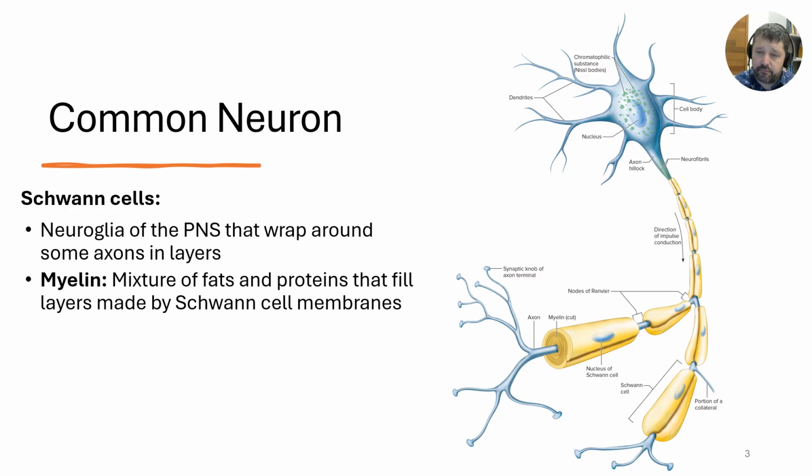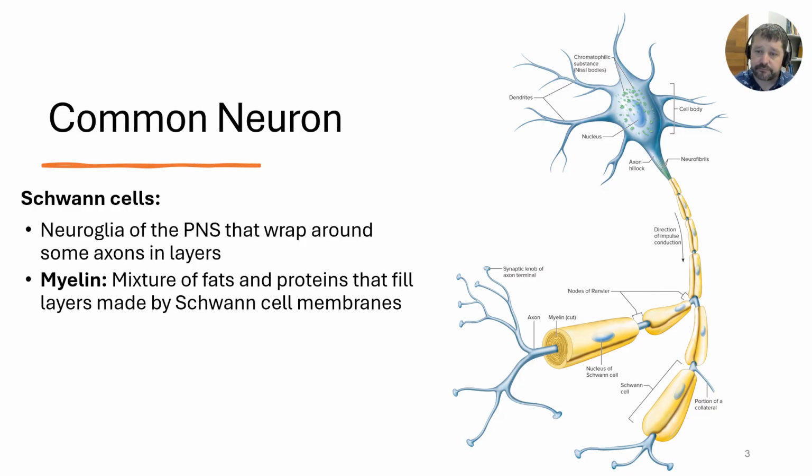Myelin is fat and protein, but the important thing to remember is the fat part, which really limits what can be transmitted in this region. Remember, fats are typically a barrier to things that have charges. Just like the membrane of a cell, it doesn't allow things that have a charge, which we call ions, to move across that membrane freely.